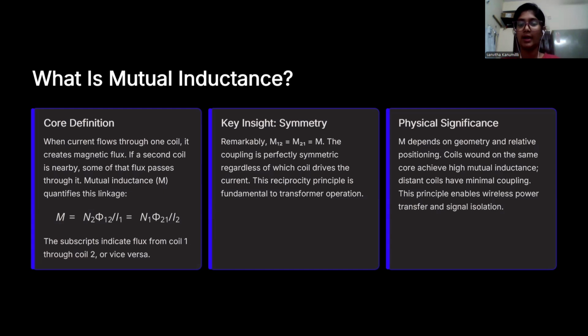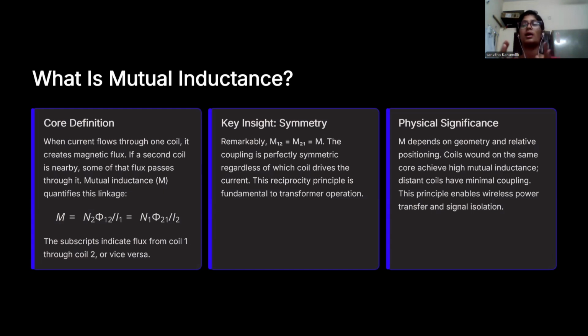Remarkably, M12 is equal to M21, which is equal to M. The coupling is perfectly symmetric regardless of which coil drives the current. This reciprocity principle is fundamental to transformer operation. And coming to the physical significance, M depends on geometry and relative positioning. Coils wound on the same core achieve high mutual inductance. Distant coils have minimal coupling, and this principle enables wireless power transfer and signal isolation.